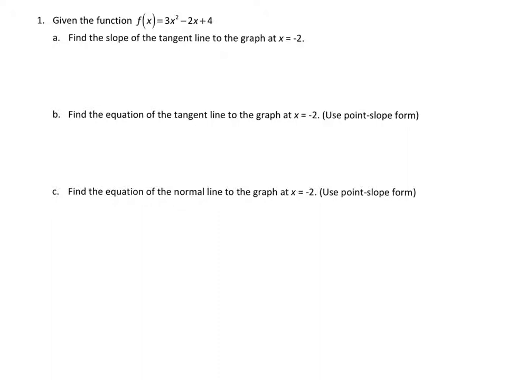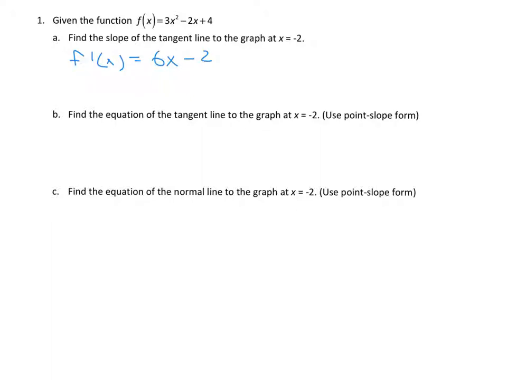Now we're going to look at an example where we actually find the slope of the tangent line and the equation of the tangent line. To find the slope of the tangent line, we first need to find the derivative. So if we are given a function, we want to find its derivative, f prime of x. I'm going to use the power rule: I multiply the 2 by the 3 and get 6x to the first power, minus the derivative of 2x, which is 2, and the derivative of 4 is 0, because the derivative of a constant is always 0.